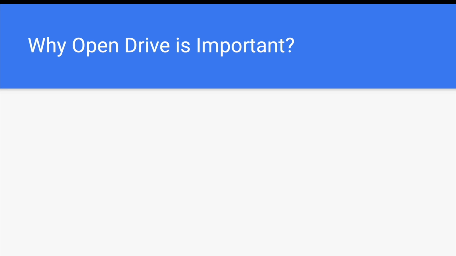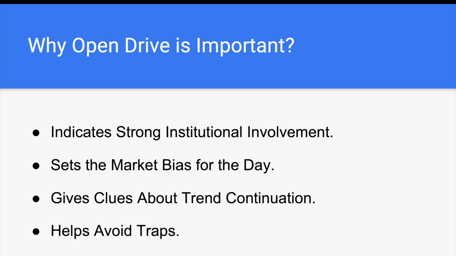So why is Open Drive important? First, it indicates strong institutional involvement. Understand it like this: as soon as the market opens, if the market is moving in one direction, either up or down, normally strong institutions enter the market very early in the day. It might be due to some overnight news, or some good or bad results, or anything. So they want to enter the stock, or they want to get out of the stock, as soon as the market opens. That's why it indicates strong institutional involvement, whether it is going up or even down.